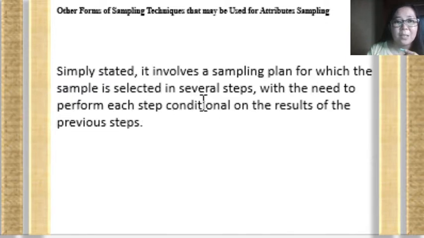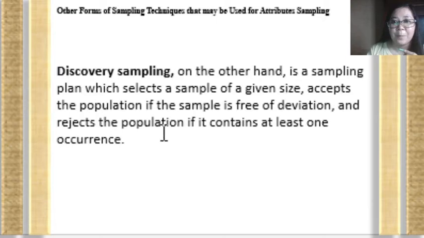In other words, it involves a sampling plan in which the sample is selected in several steps, with each step conditional on the results of the previous step. So that's what we have mentioned: depending on the result, the auditor may perform additional procedures or take additional samples.